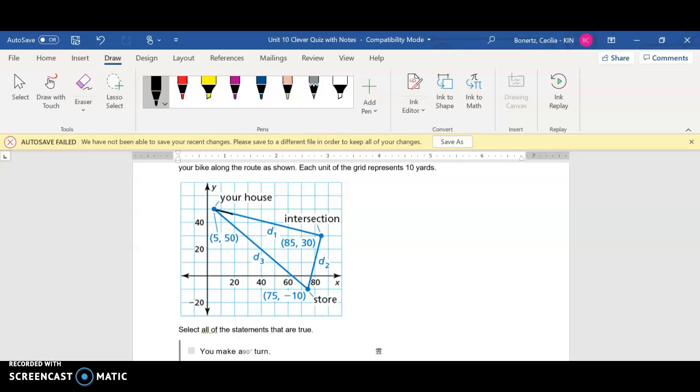So I'm going to use this one in black. So the distance there is the square root of, I'm going from 5 to 85, so I'm looking at these 2 points, so that's going to be 80 squared, and then I'm going from 50 to 30, plus 20 squared.